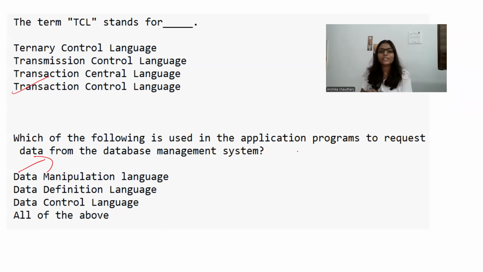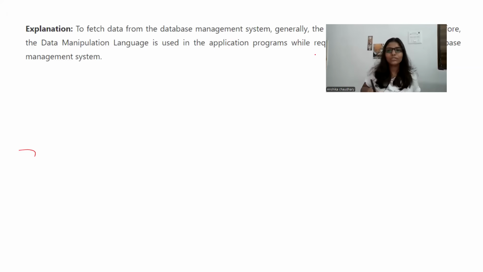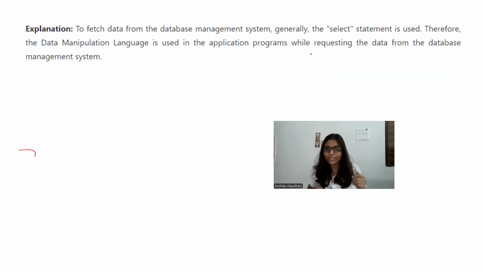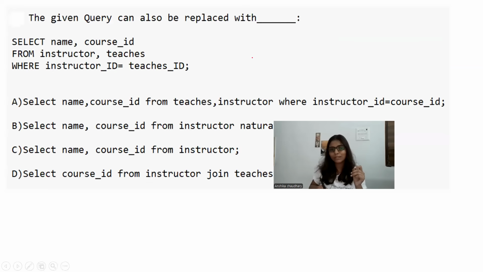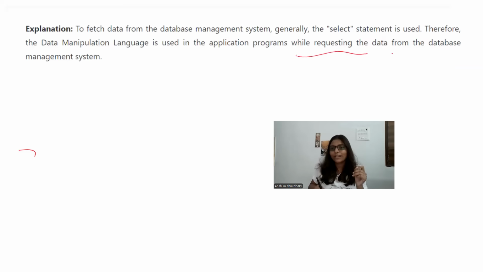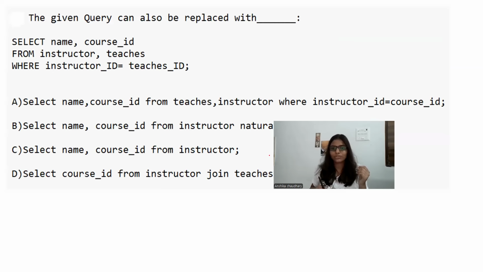Which of the following is used in application programs to request data from the database management system? It comes under the category of data manipulation language, right? The explanation is that to fetch data from the database management system, generally the SELECT command is used. Therefore, the data manipulation language is used in the application program while requesting data from the database management system. I hope it is clear to you. Let's move on to the next question.